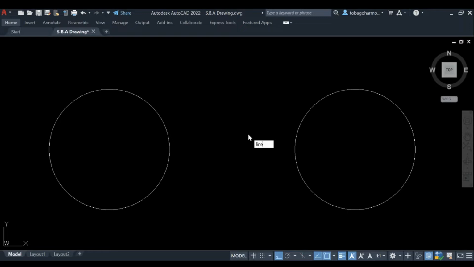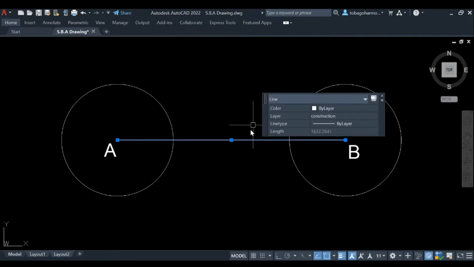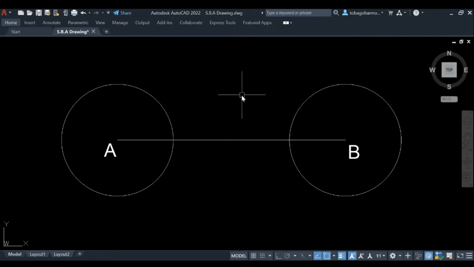Okay, so to start off, of course, we have our two circles. And what we're going to do is draw a line to connect the centers of the two circles. Now these circles are of the same radius. I think they are 500 millimeters in radius, and I've just labeled the line AB. So this is AB, and this is the basis of our construction today.